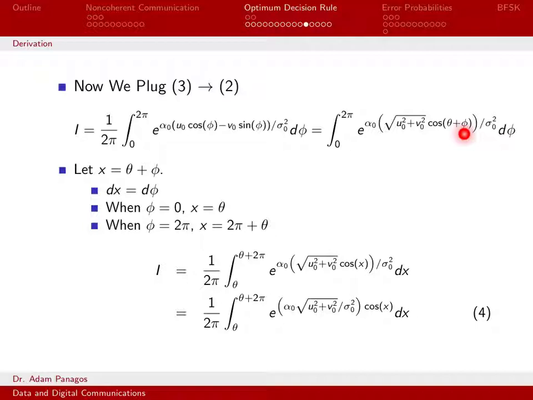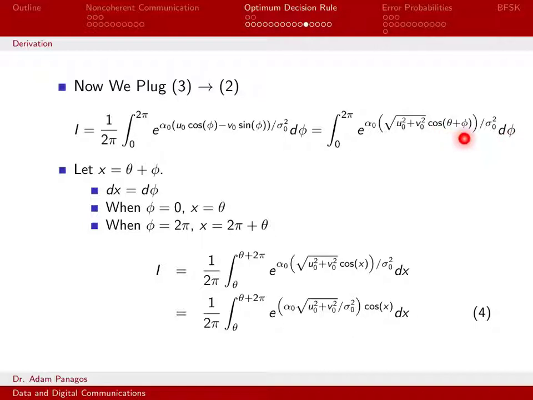The next thing I'm going to do, continuing to work on this integral, is a change of variable. I don't like this cosine of theta plus phi. I would like to get rid of the plus here because I'm trying to integrate against phi, and that's a hard thing to do.